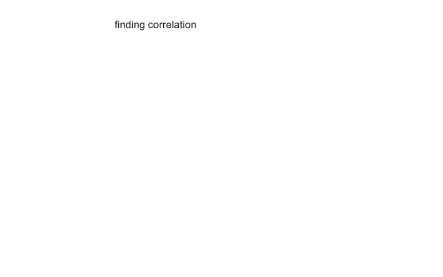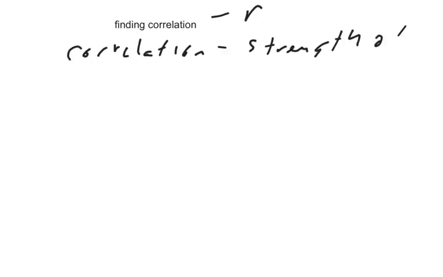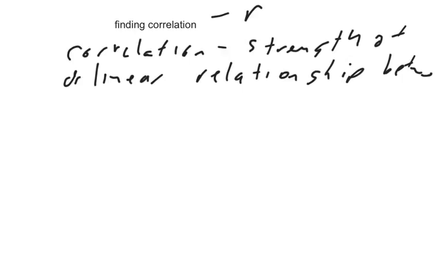Okay, today we're going to talk about correlation, which we know as R. Correlation is the strength of a linear relationship between two quantitative variables. Now, of course, this doesn't mean that the response and the explanatory one causes the other.